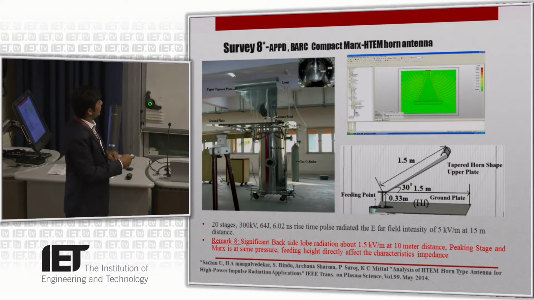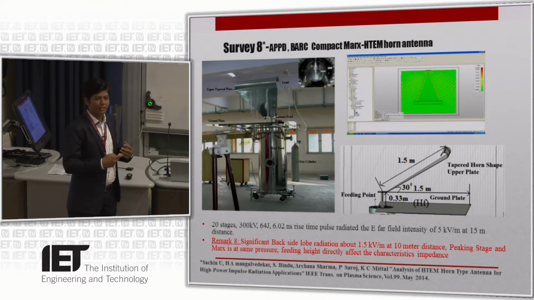So initially the rise time was very low, only 6.02 nanoseconds. To convert it into a UWB system, we need a rise time in the sub-nanosecond range, or in picoseconds. By using this antenna, we achieved 5 kilovolts per meter electric field intensity at 15 meter distance. But this system is not really working well.